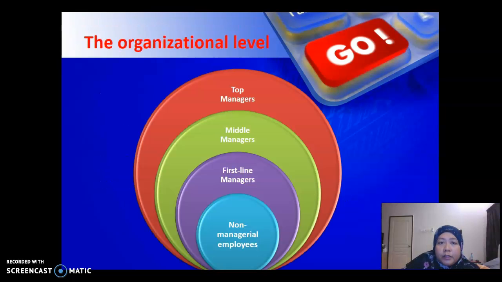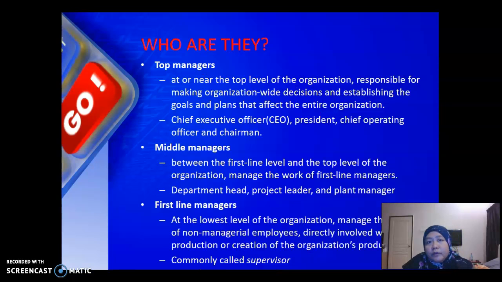Okay, so these managers have a few levels. So the top managers are at the top level of the organization. So they are responsible for making decisions in the organization. So they have to decide things in the organization. So for example, in a company or hospital, we have the CEO, the president, or the COO, the chief operating officer, or the chairman.